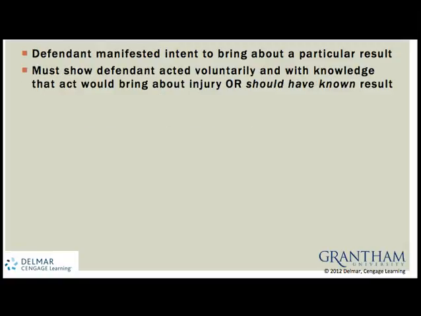The next major category of torts is the torts in which the primary element is intent. This is an action where the defendant has manifested an intent to bring about a particular result, and as a consequence, the plaintiff was injured. It must be shown that the defendant acted voluntarily, even with the knowledge that the act would almost certainly bring about the injury. It must only be shown that the defendant knew, or should have known, with substantial certainty, that his action would bring about the injury. It does not necessarily need to be shown that there was an intent to actually produce the injury.